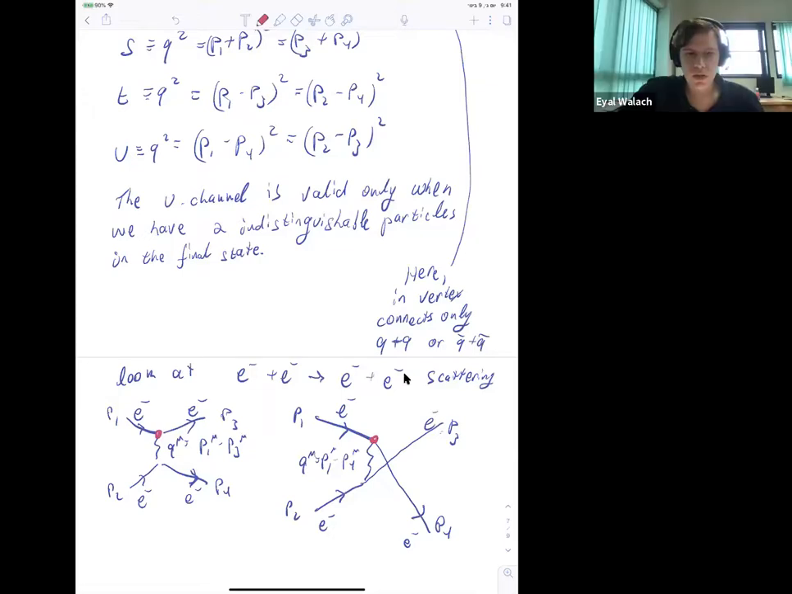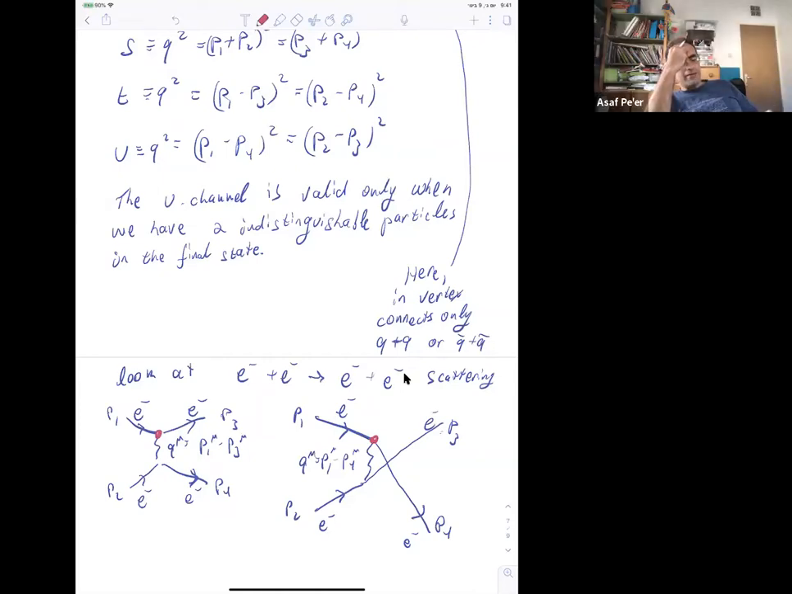It seems to me that U requires them to be the same particle and S requires them to be each other's antiparticle. So it seems to me you're right. Like, I haven't thought of this, so I need to think. On the face of it, it seems like you're right, but I need to think of it a little bit before I can give you a proper answer.